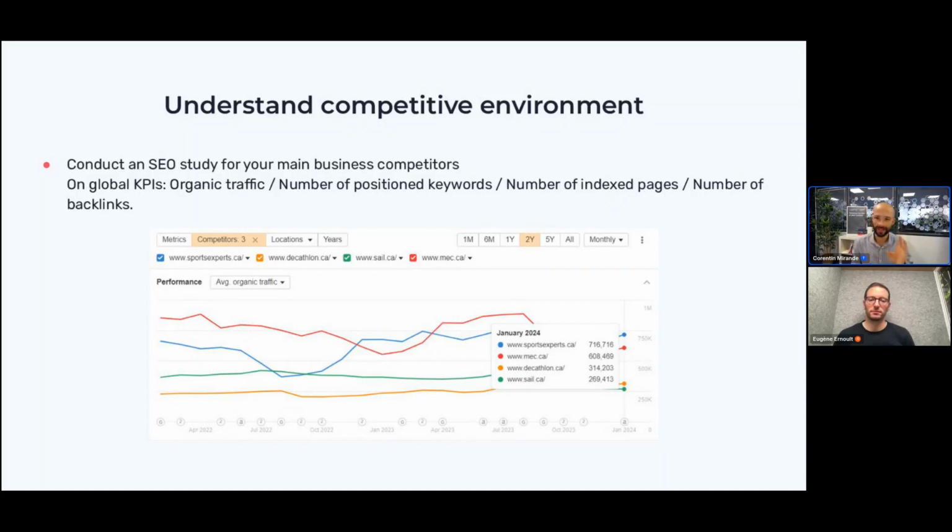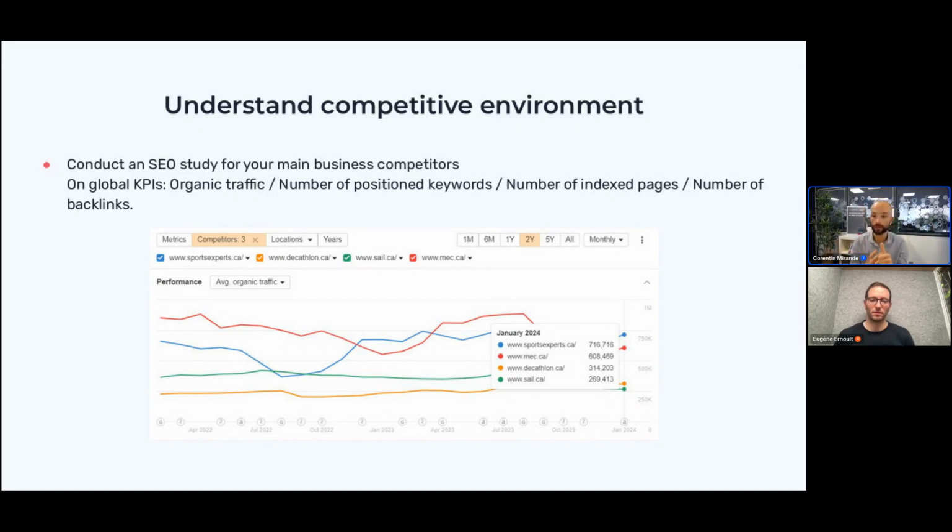So to understand that, you need to have some KPIs in mind, and you need to know that by heart for each and every market. So here, the main KPIs that I advise you to know are the organic traffic, how much they get, the number of ranking keywords, the number of indexed pages, the number of backlinks. Why? Because those are the main things that will give you some potential keys, some potential ways to work and to fight with them.